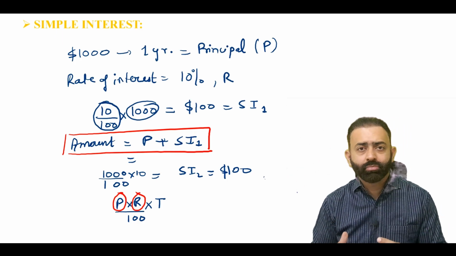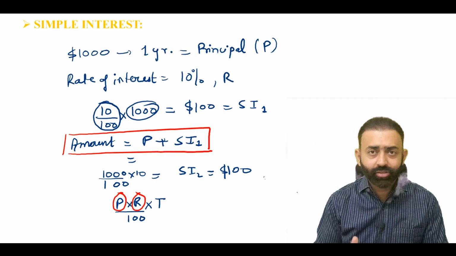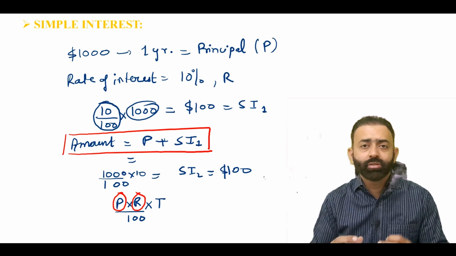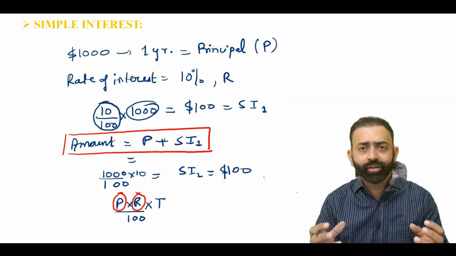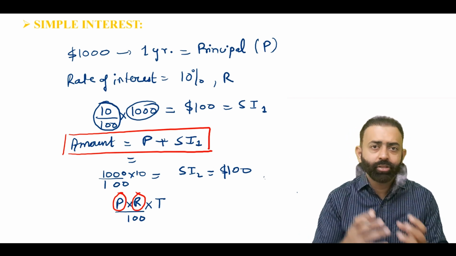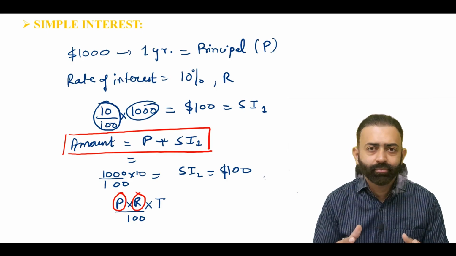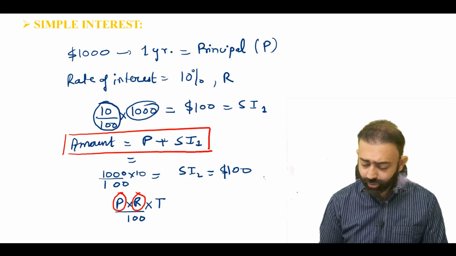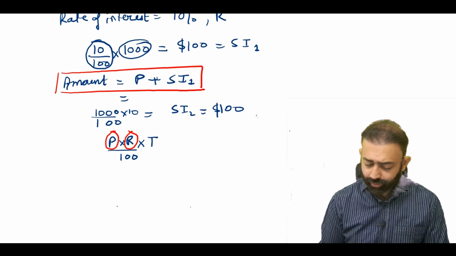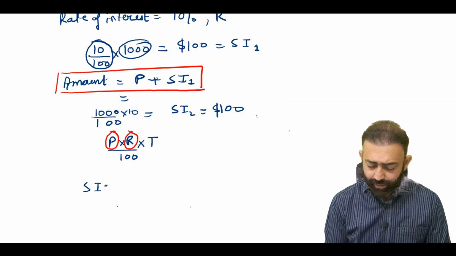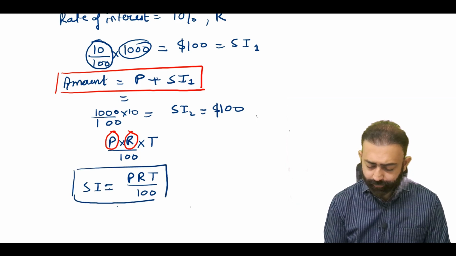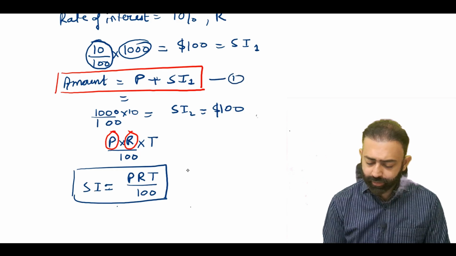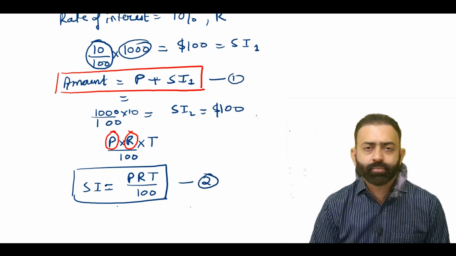right? And the amount, of course, we should not forget this formula: the amount will be equal to the original principal, which is 1000, plus the interest after 5 years. So after 5 years, the total amount would be 1000 plus 500, which is $1,500. So here is the formula for simple interest: simple interest is actually the multiplication of P, R, and T divided by 100. Okay, this is the formula for amount, and this is the formula for simple interest.